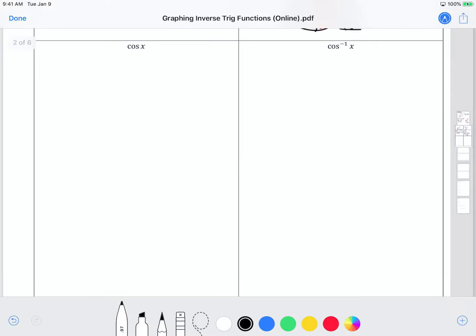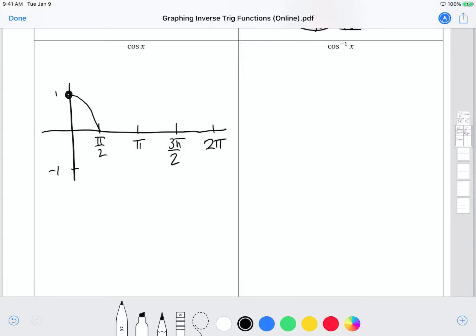Okay, so the graph of the mother function for cosine looks like this. You have the point 0, 1. And then at pi over 2, it goes down to 0. And then at pi, it comes down to negative 1. And then at 3 pi over 2, it's 0 again. And at 2 pi, it comes back up this way. And then, of course, it repeats.